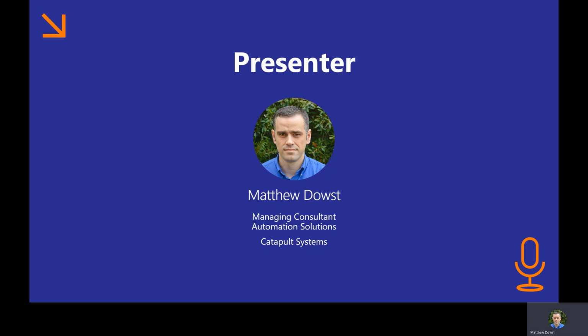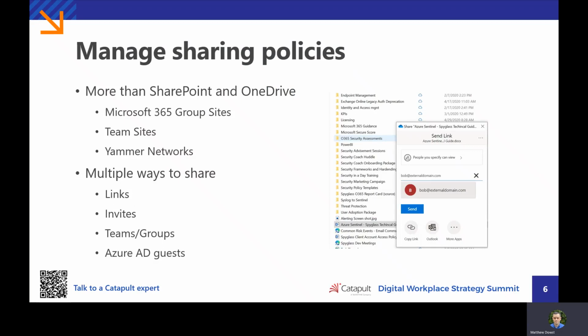So, let's talk about securing your external sharing. The first step in taking control of your sharing is to know how something can be shared. Often the conversation around sharing is centered on SharePoint and OneDrive. But remember, there are other resources out there with the same sharing capabilities. These include Microsoft 365 Groups, Teams, and Yammer. On top of that, there's often more ways than one to share data externally.